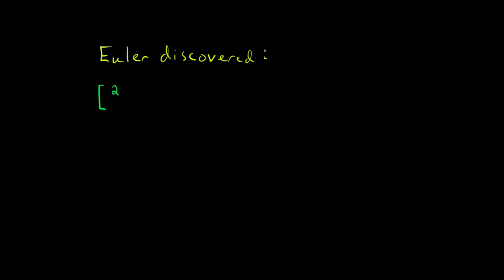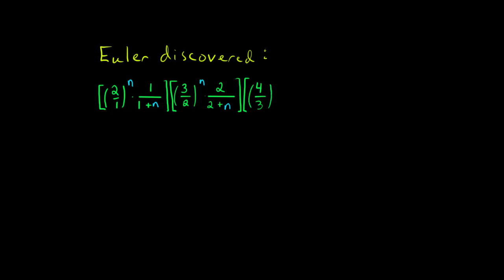He found that if you take an infinite product starting with 2 over 1 raised to the power of n, multiplied by 1 over 1 plus n, close brackets, that's the first term in the product, now open brackets again, times 3 over 2 to the n times 2 over 2 plus n, close brackets, open brackets, times, I hope you're seeing the pattern here now, 4 over 3 to the n times 3 over 3 plus n.